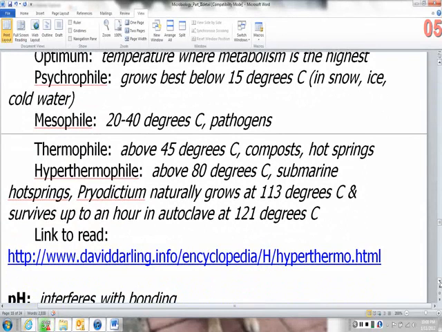The pyrodictium grows naturally at 113 degrees Celsius and will survive up to an hour in an autoclave at 121 degrees Celsius. Generally, things are not even autoclaved for an hour.